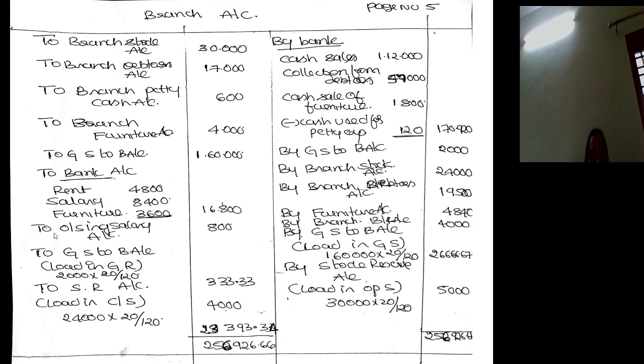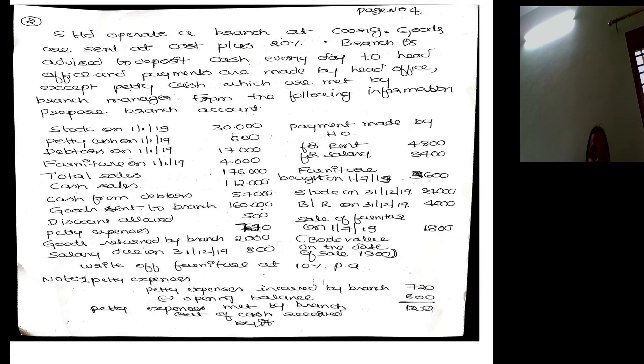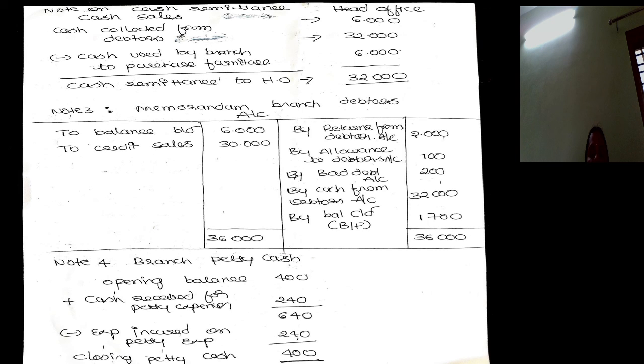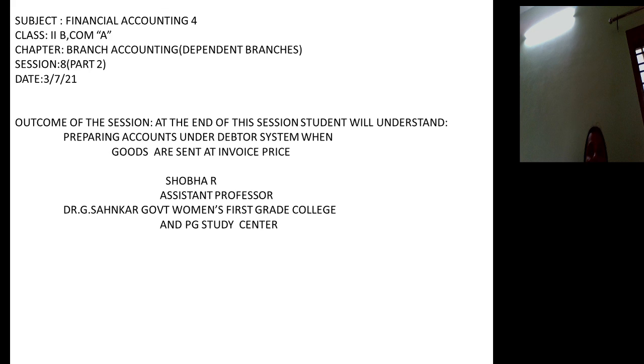Here I forgot to write to general profit and loss account. You write to general profit and loss account 29,393.34. So this is all about preparation of branch account in the books of head office when goods are sent at what price? Invoice price. So far we solved 3 or 4 problems under debtor system when goods are sent at cost, and 2 problems on debtor system when goods are sent at invoice price.